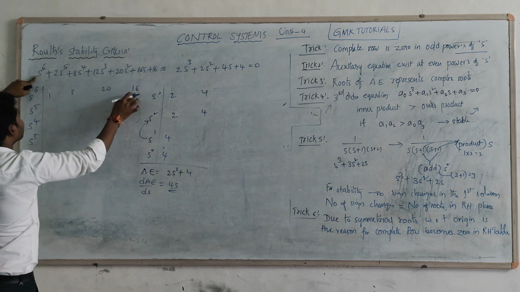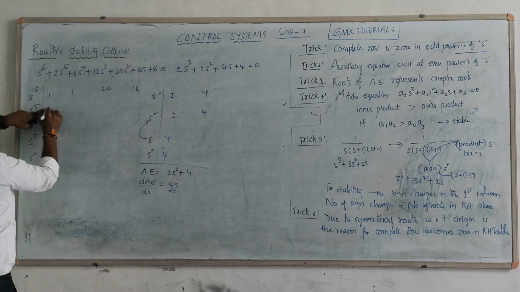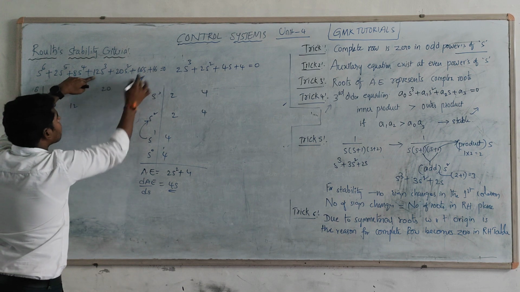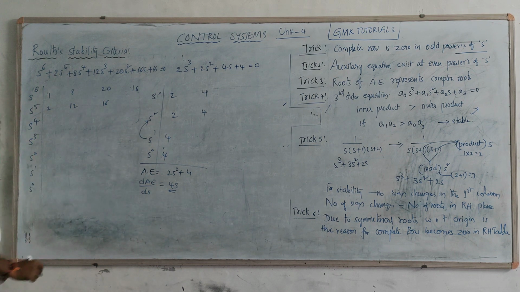Okay, 1, 2, 3, 4. Next, s to the power 5, odd quotient 2. Next, odd quotient 12. Next, odd quotient 16. Okay, so in this pattern you have to follow one more simplicity, that is nothing but a trick.